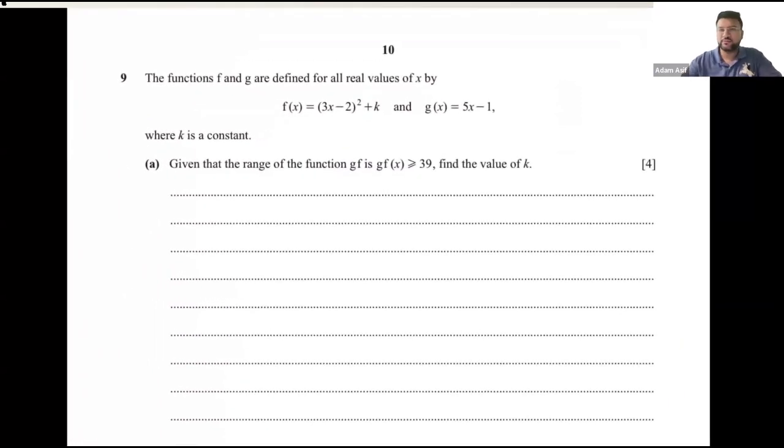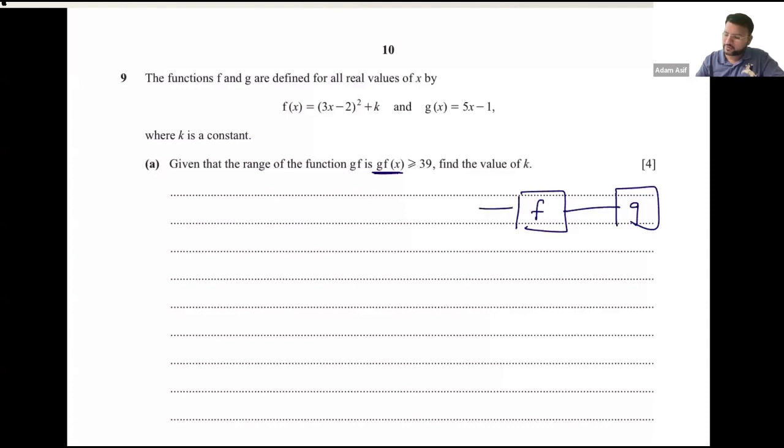Question number 9. The functions f and g are defined for all real values of x by f of x is given, g of x is given, where k is constant. Given that the range of the function gf of x is greater than or equal to 39, we need to find the value of k. gf of x is a composite function. gf of x का मतलब है function f into function g. So that is f followed by g. That is gf of x.